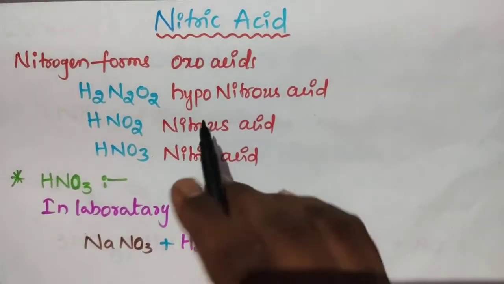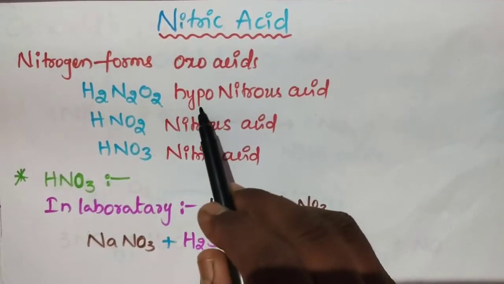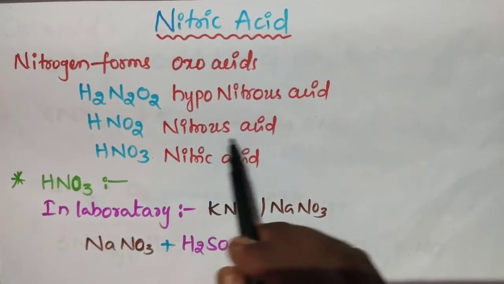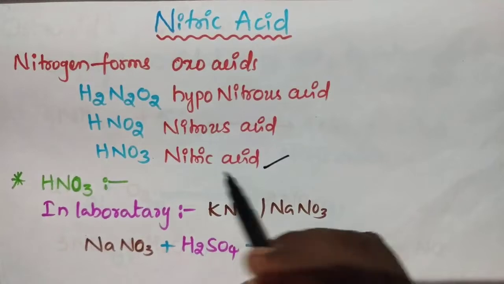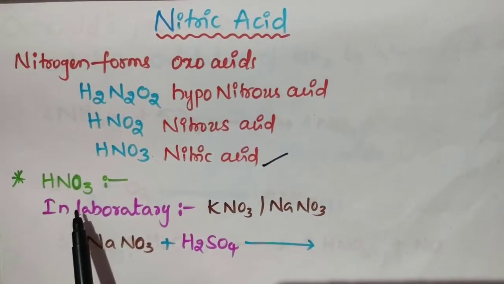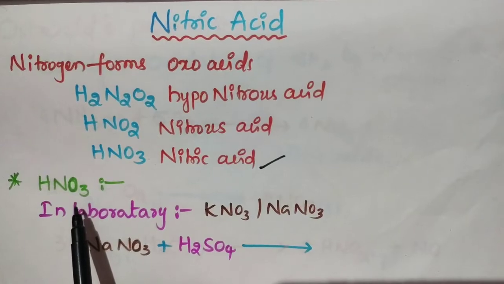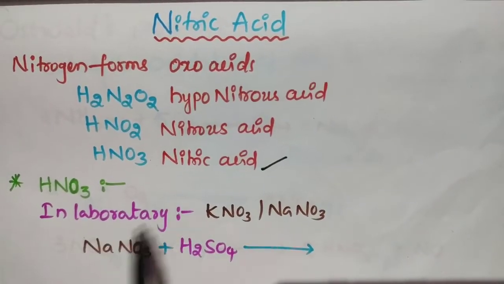Oxo acids of nitrogen. Nitrogen oxo acids are hyponitrous acid H2N2O2, HNO2 nitrous acid, HNO3 nitric acid. Now we are going to discuss nitric acid, its preparation and properties. HNO3 we call nitric acid.